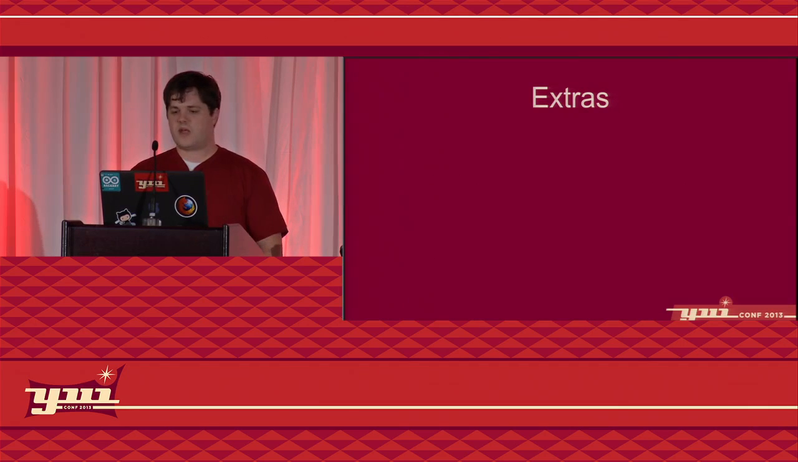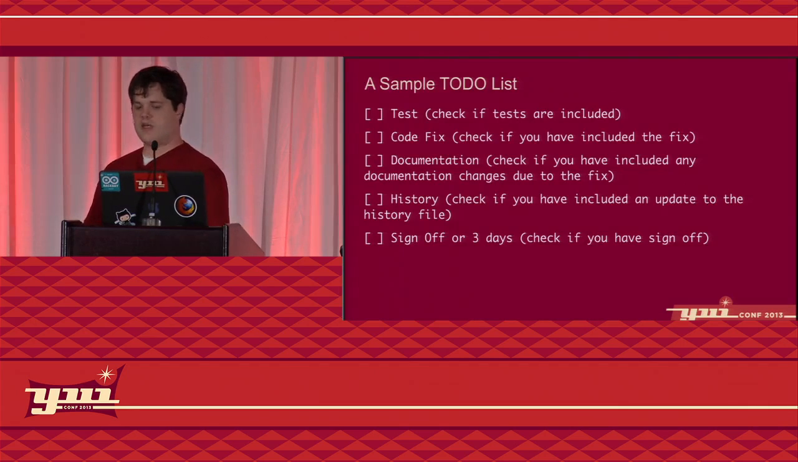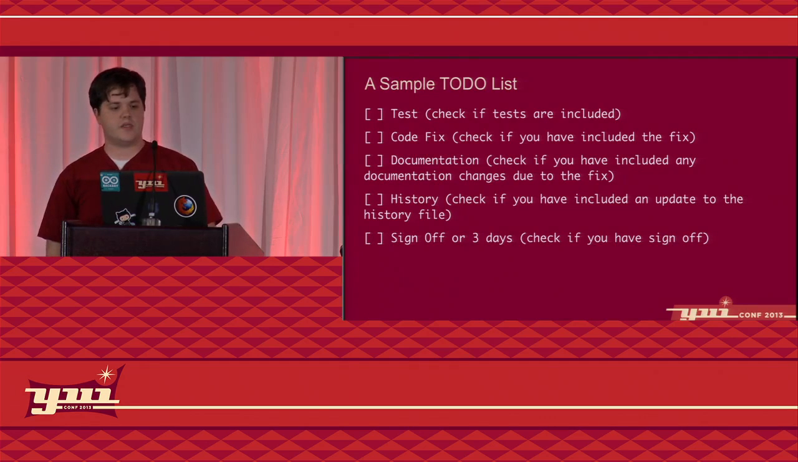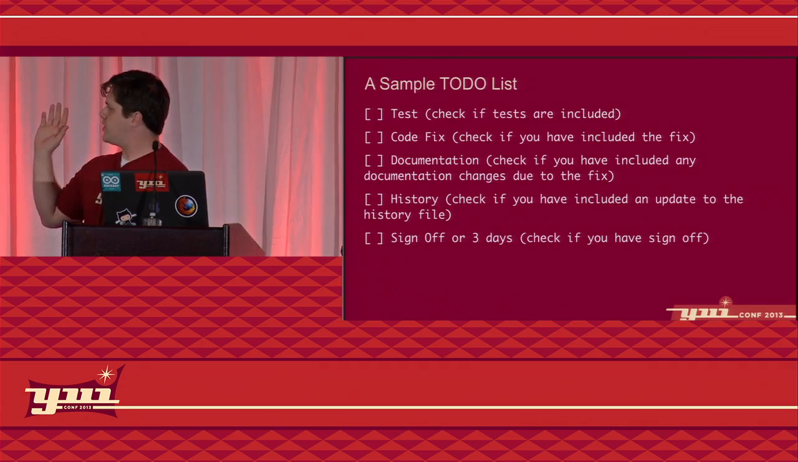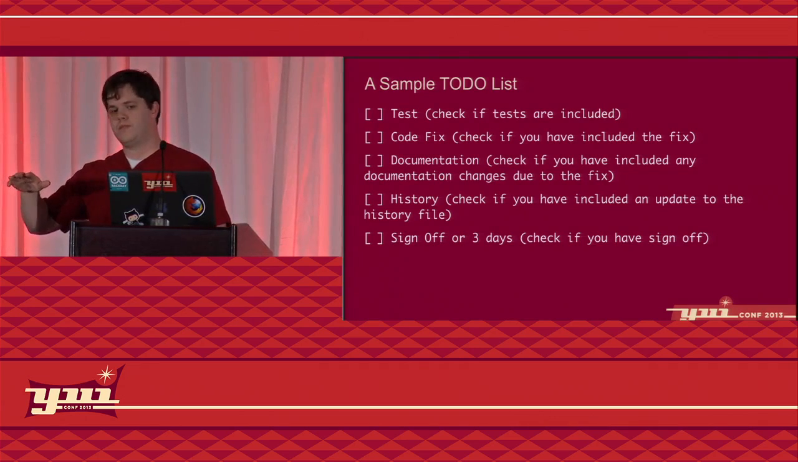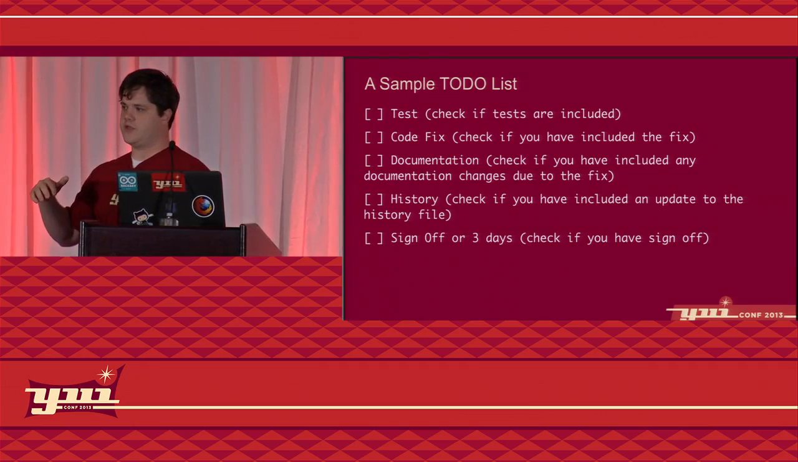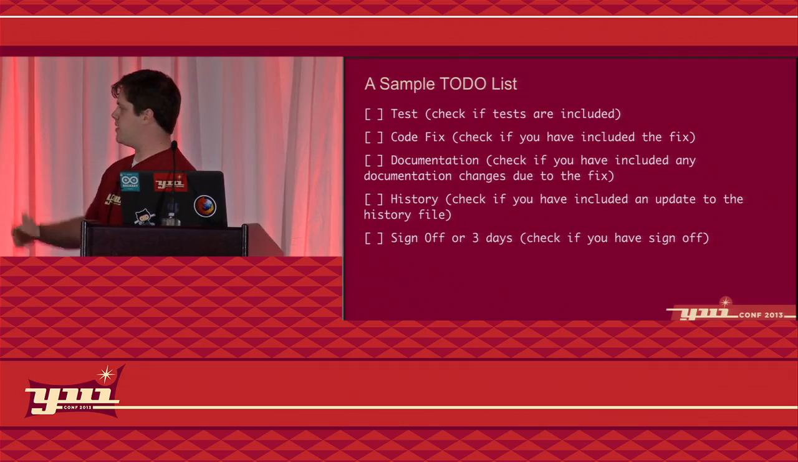And then I've got a couple of extras. This is kind of a sample to-do list that I do, minus the things in the parentheses. And I will normally do a push or issue the pull request first. That way I can get the pull request ID and then go back and update the history file and then commit the history file to the pull request.